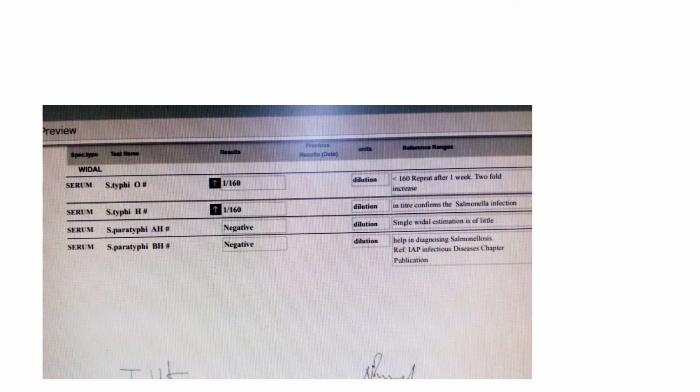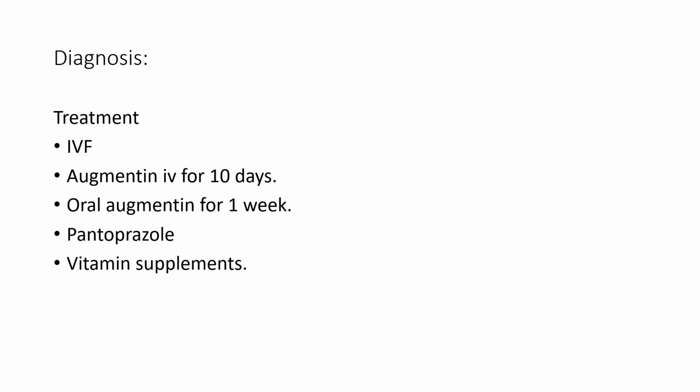Here we have seen 1 in 160 dilution. O and H antibody. So here it's positive for Salmonella typhi. Okay. So this is the history of my husband who got admitted for typhoid fever infection, and this was the treatment given for him. IV fluids for correcting dehydration, and Augmentin was given parenterally for 10 days, followed by oral Augmentin for 1 week, and pantoprazole injections and vitamin supplements were given.